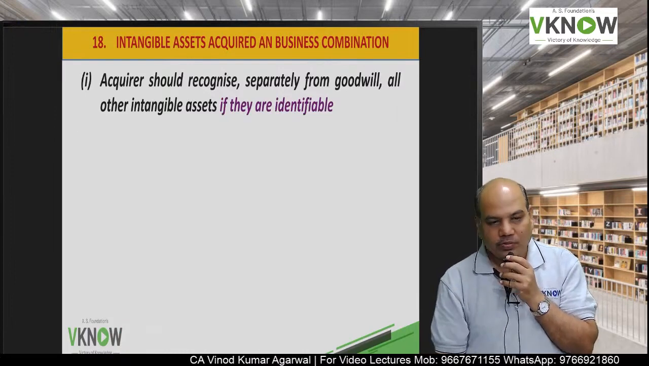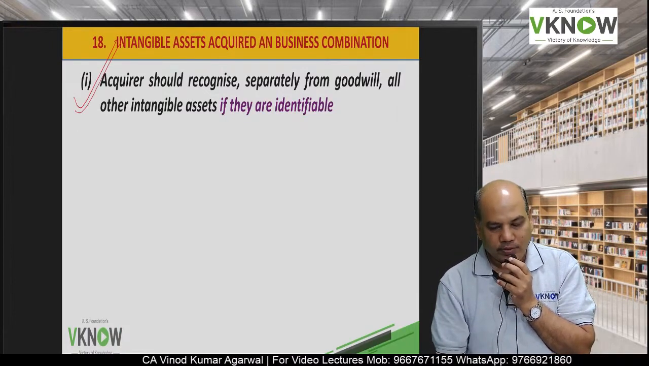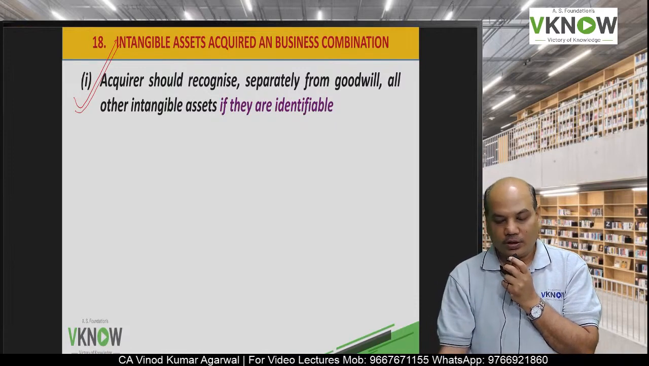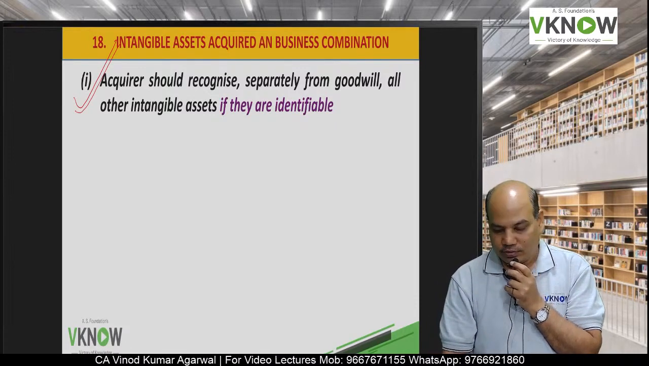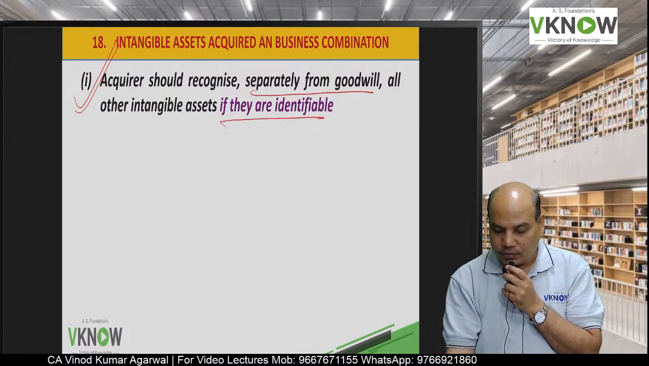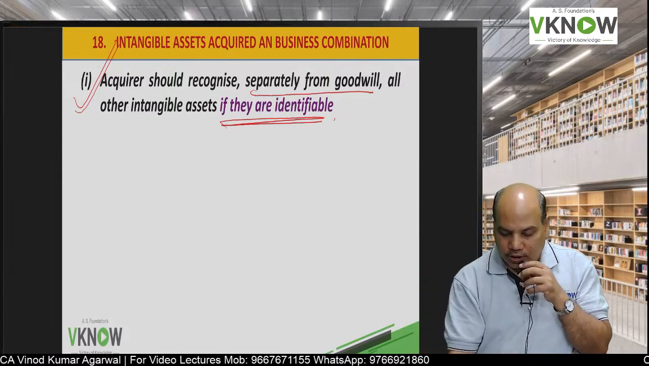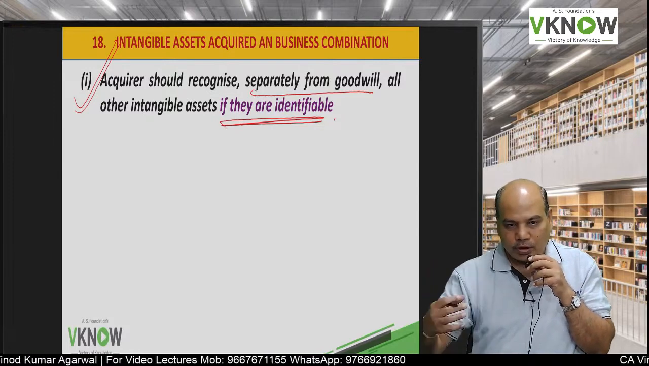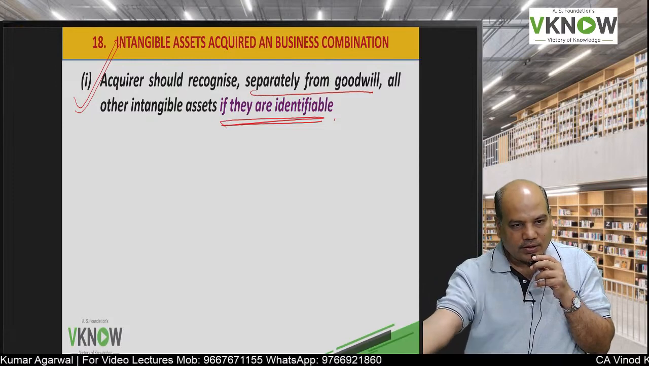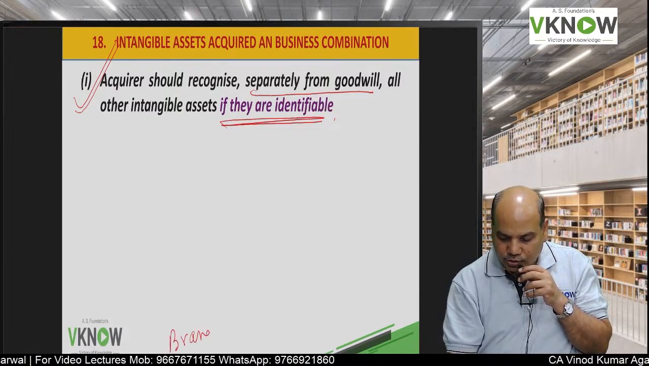What about intangible asset acquired in business combination? Again very important. Intangible asset can be recognized separately from goodwill if they are identifiable. Now this is one important practical issue also. Acquirer company may acquire another company which may have a lot of brands, and this question they ask in the question also.